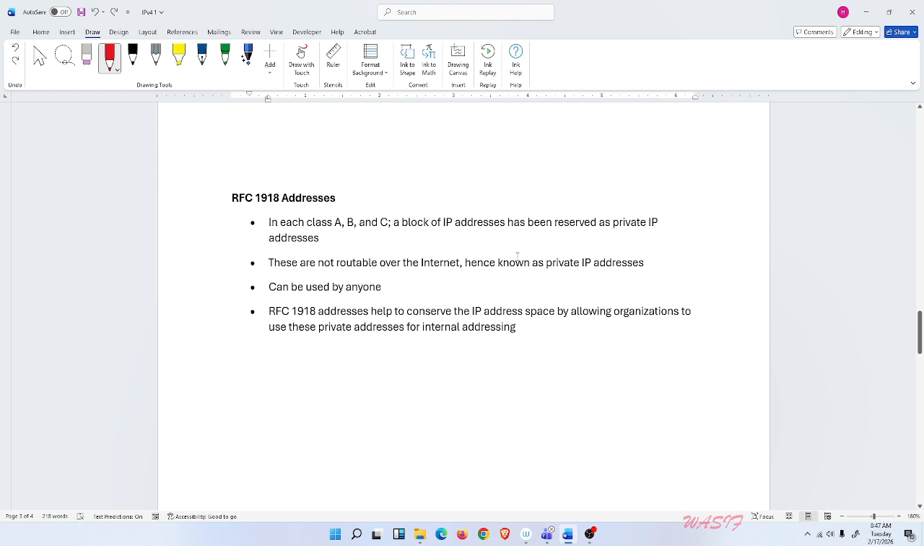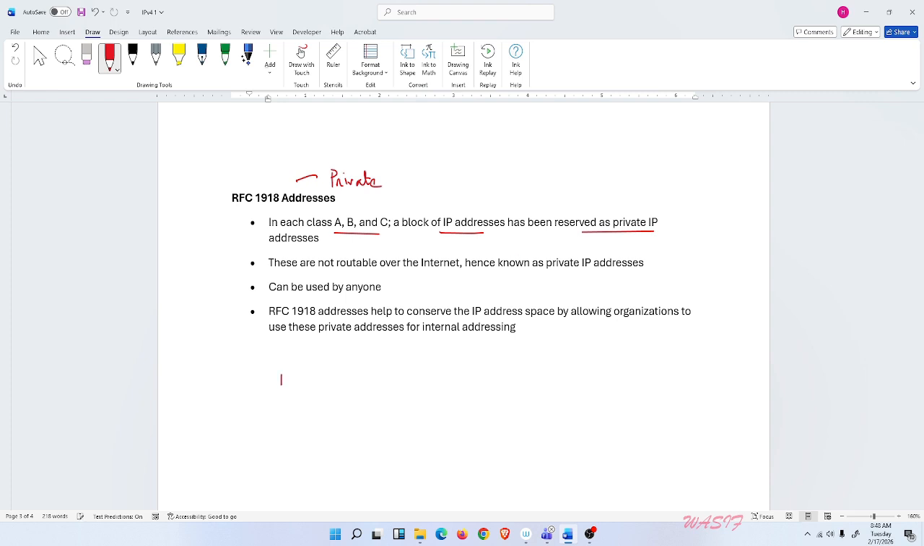There is something called RFC 1918 address. RFC is a standard, and this standard has been given to the private IP address. Now look at here very carefully. In each of the three classes, you have a block of IP addresses that is reserved as the private IP address. We already discussed what private IP addresses are.